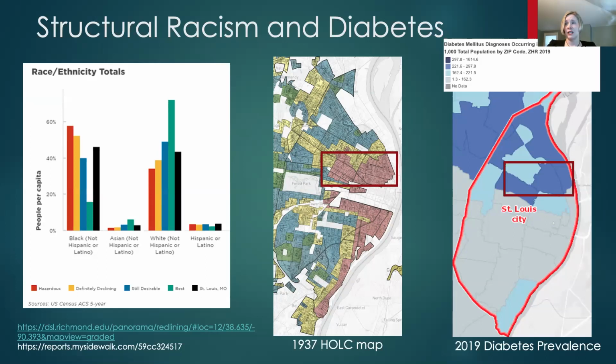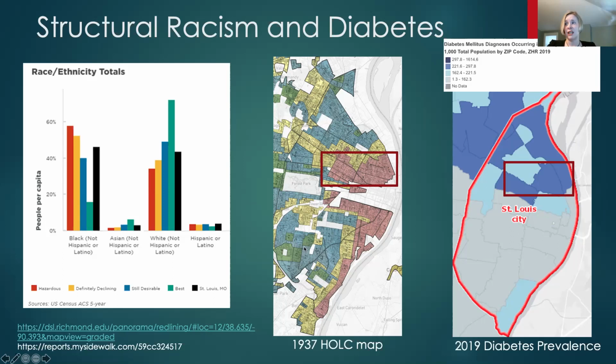And in the 1930s, the New Deal created an entity called the Homeowners Loan Corporation. This organization sought to rate the mortgage risk on a scale ranging from hazardous, the red areas, to definitely declining, the yellow areas, to still desirable, blue areas, and best, green areas. The green areas were considered good mortgage risks, and in these areas people received loans to buy homes.